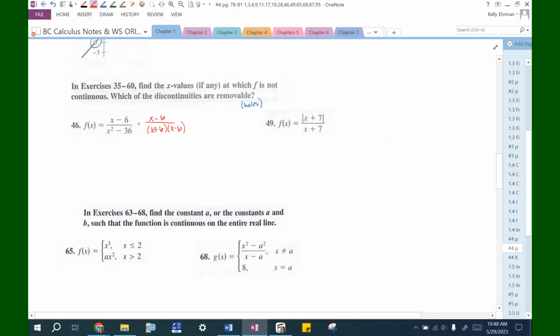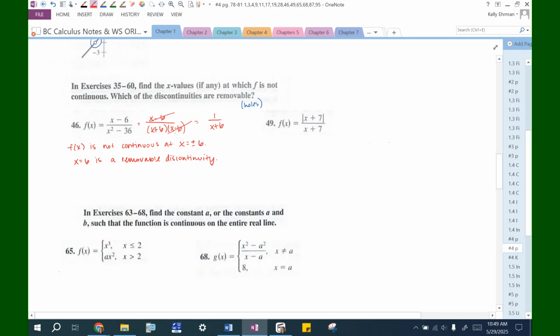So before I do any canceling out, f of x has discontinuities at x equals plus or minus 6. The one that canceled out is the one that's a hole. So there's a vertical asymptote at -6. There's a hole at +6. So x equals 6 is a removable discontinuity.